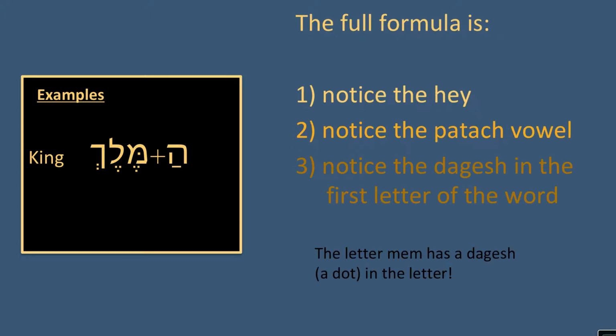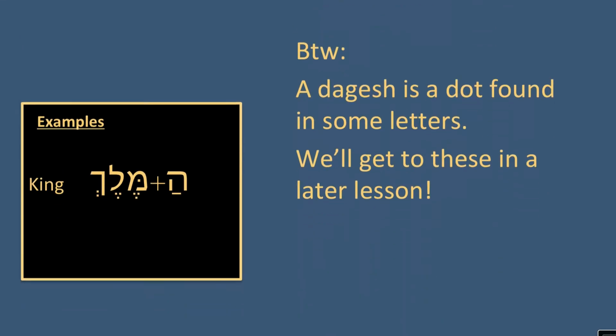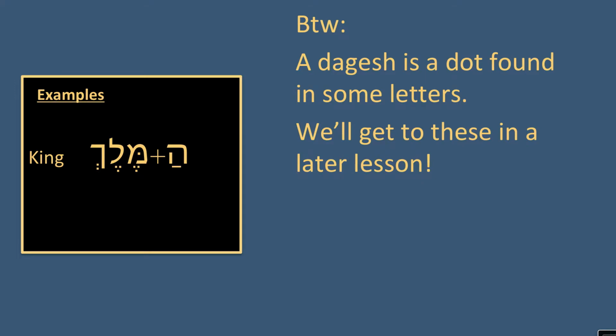And then finally, one more aspect to the full formula. Notice that there is a dagesh, or a dot, in the mem, the first letter of the word melech. That is also needed. So the full formula is a hey with a patach vowel under the hey, and with a dagesh, or a dot, added to the first letter of the word. By the way, a dagesh, this dot, is found in a number of letters, and we'll get to these in a later lesson.